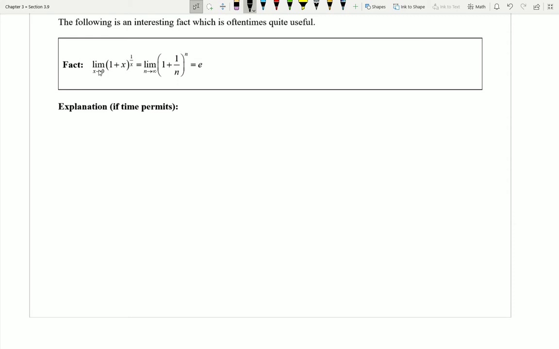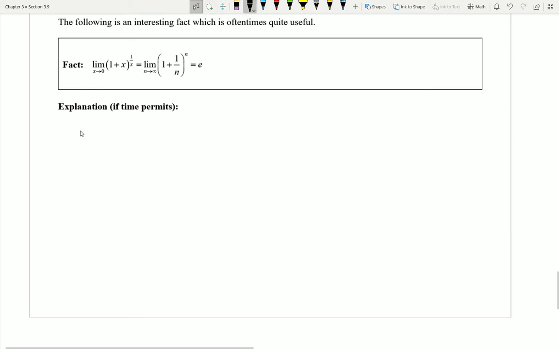And what we have here is that the limit of (1 plus x) to the power of 1 over x as x approaches 0 is actually the same thing as the limit of (1 plus 1 over n) to the power of n as n goes to infinity. These limits are the same, and actually they equal the value of e. In fact, sometimes this is how the value of e is defined as opposed to the way that we defined it this semester. Well, let's take a look at exactly how this idea actually works here.